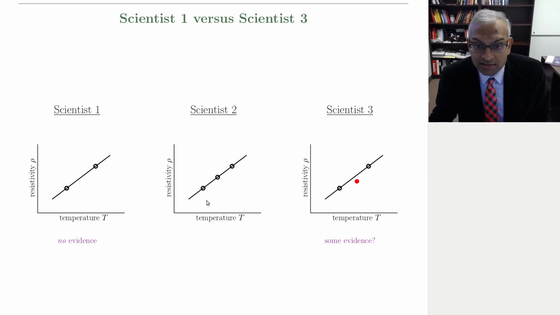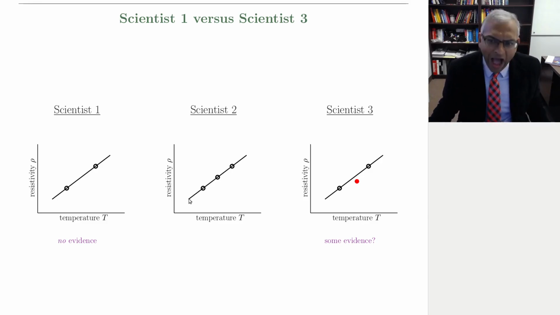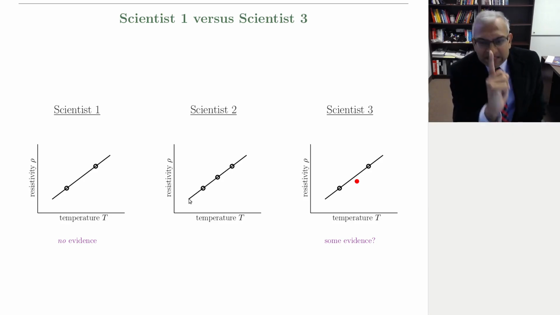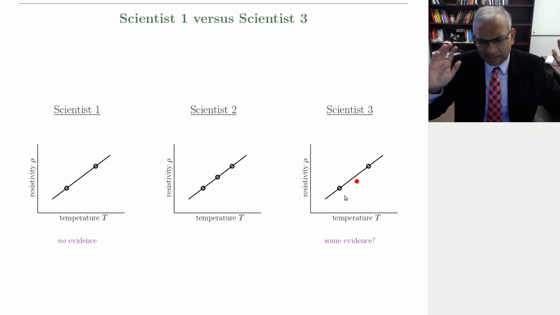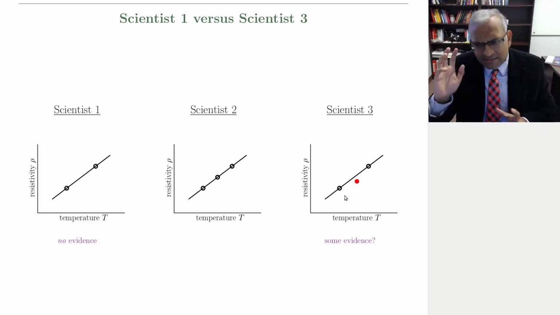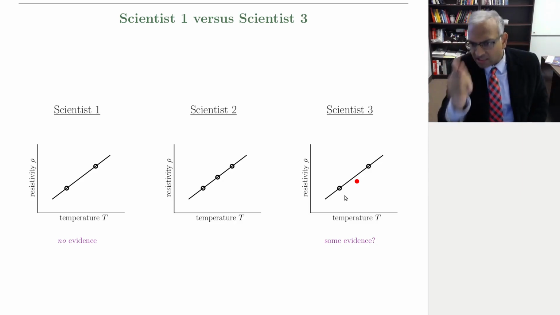In scientist two's case, both scientist two and scientist three are collecting three data points. And when the line, which is a simple model, fits the three data points, man, are we surprised. Wow! Very unlikely to happen. It happened. We are so surprised, it's significant that it happened. Scientist three, we're expecting a total mess, and he almost fits the data.